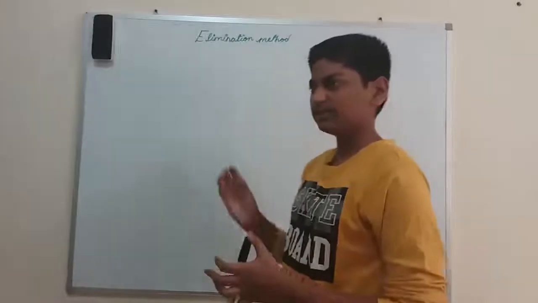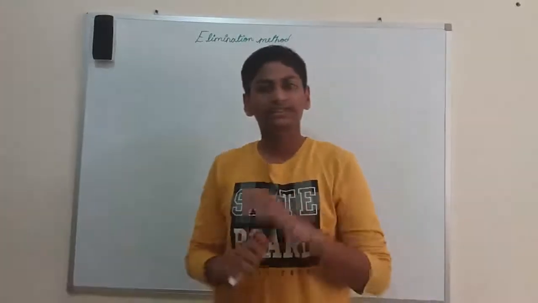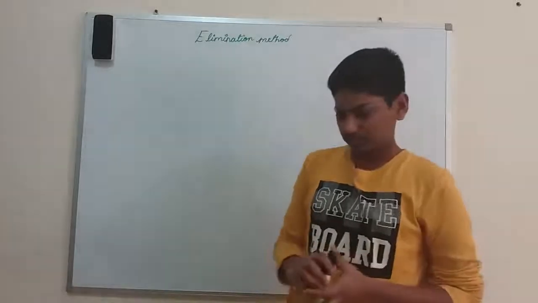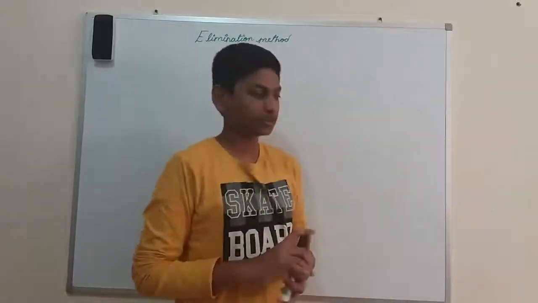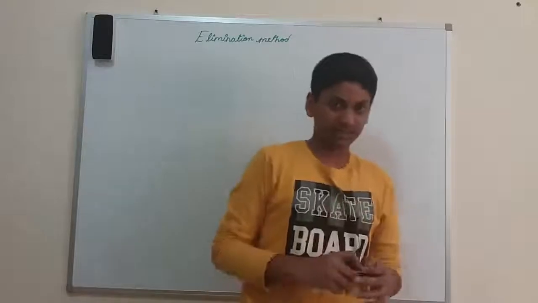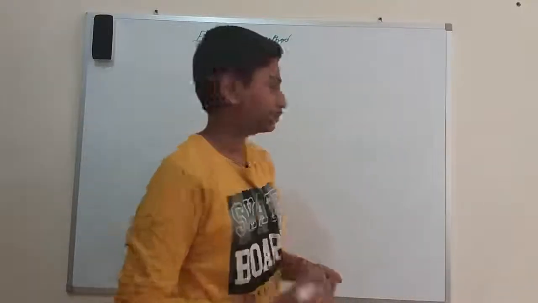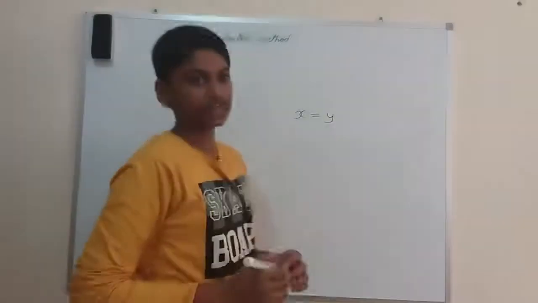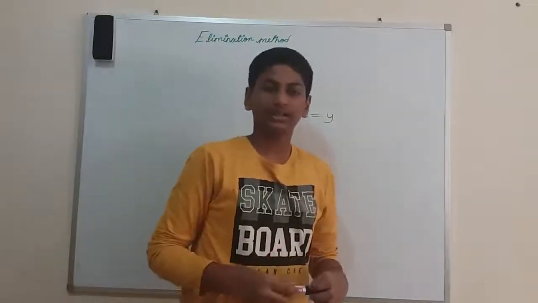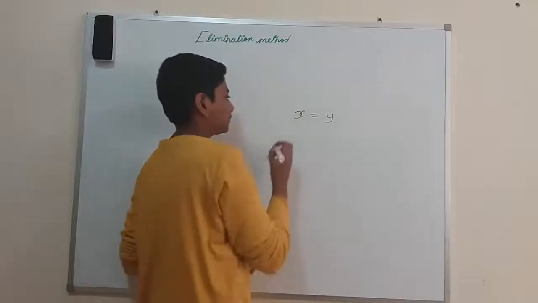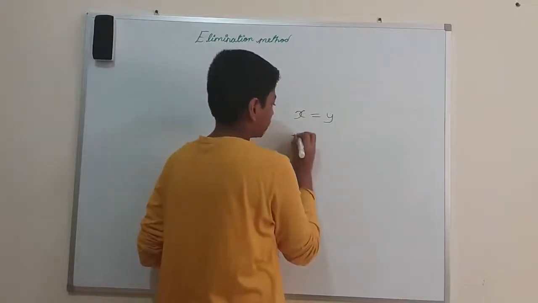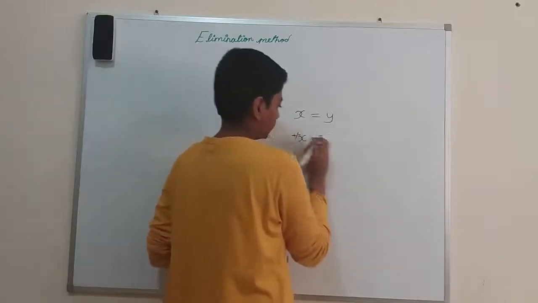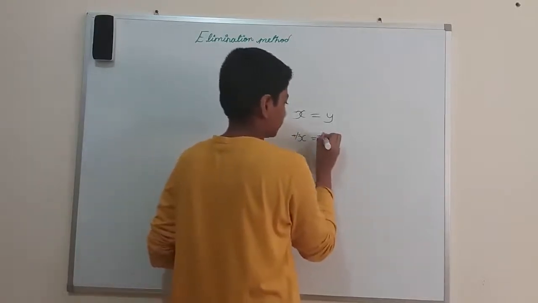From the term elimination method itself, we can classify that it will be nothing but eliminating numbers or variables. So there are two important rules to eliminate a number. First, they should be the same number, so the x and the y should be equal. Second, they should have opposite symbols. In the sense, if this is plus, this should be negative, and if this is minus, this should be positive.